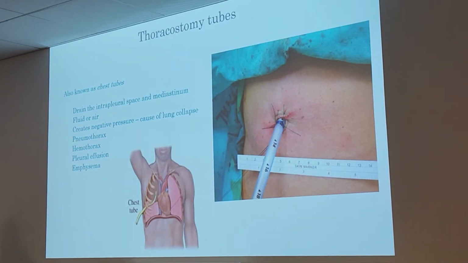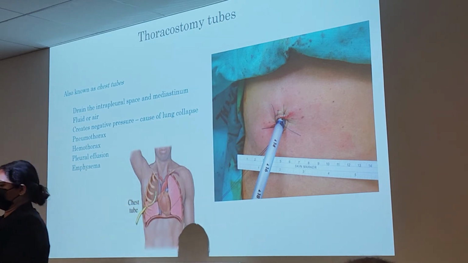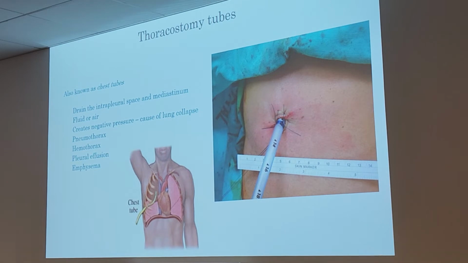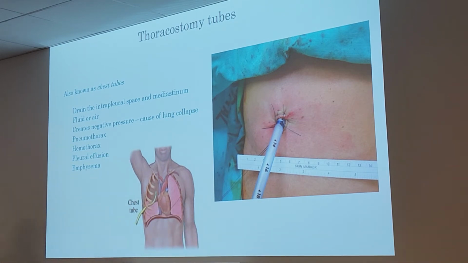All right, another procedure, thoracostomy. So these are known as chest tubes. I have one right over here. You guys can take a look and pass it around. So the purpose of thoracostomy is to drain the interpleural space from fluid or air.